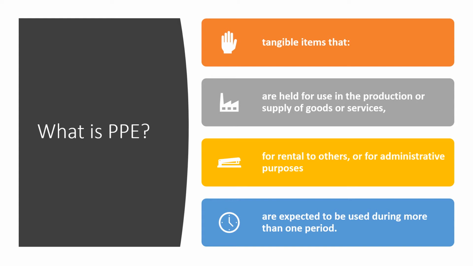So first off, what is PPE? PPE is a tangible item that is used in the production of goods or services, for rental to others or for administrative purposes, and is expected to be used during more than one period.